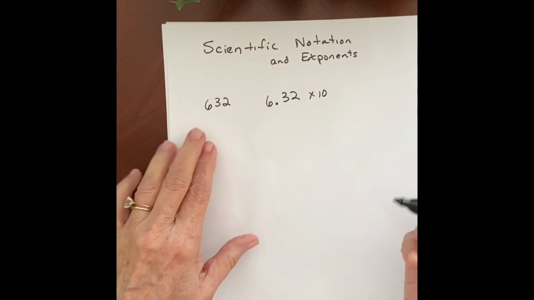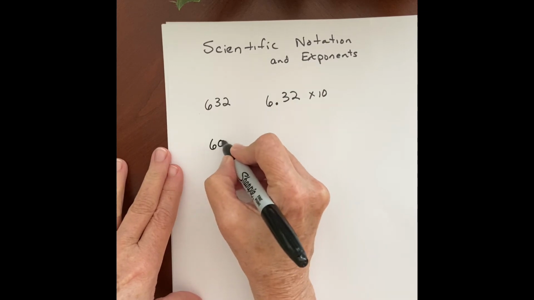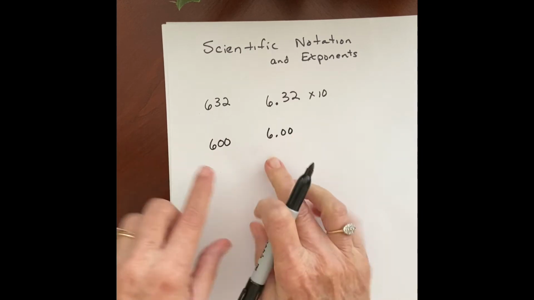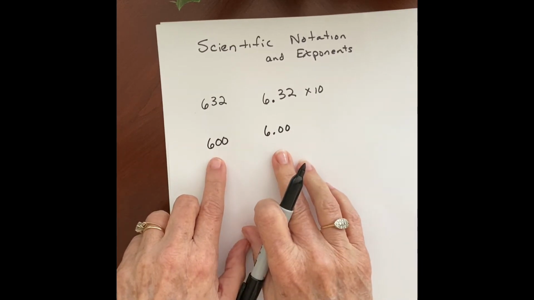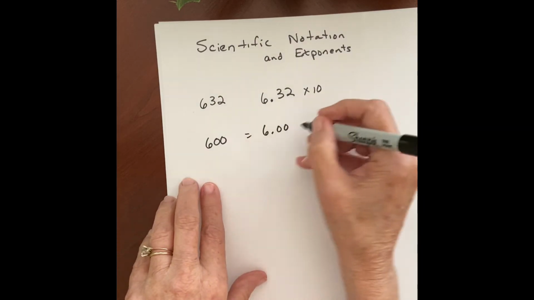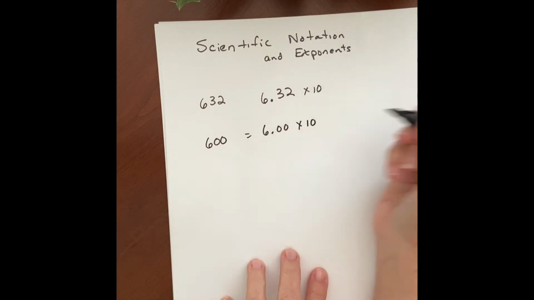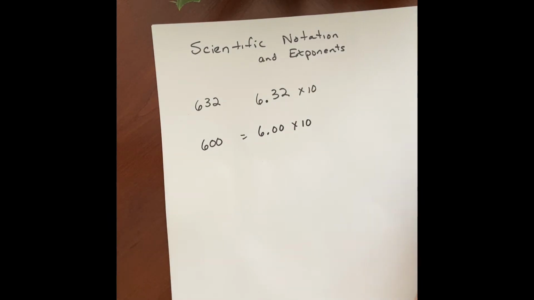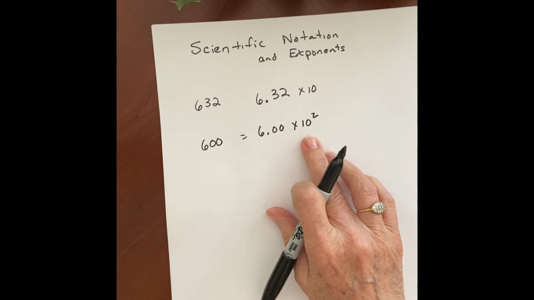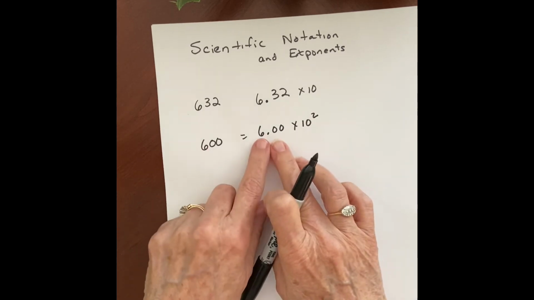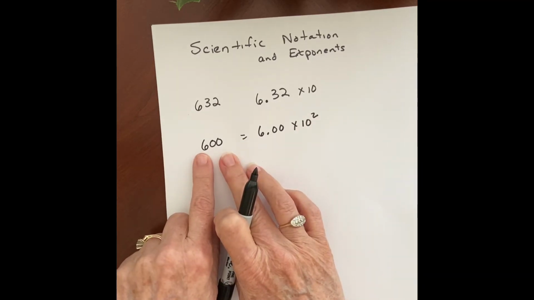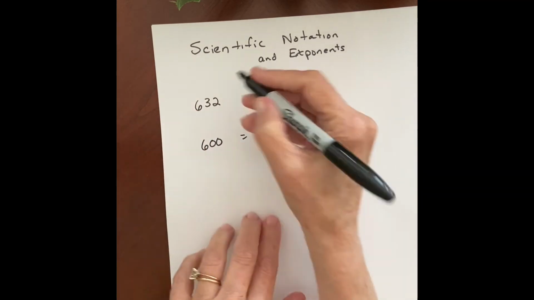So let's make it even easier. What if I had 600 elephants? That's not the same thing as 6 elephants, but what can I do to 6 to make it equal 600? I would multiply it by 100, right? So I know that 10 squared is the same thing as 100. So that's telling me that 6 times 100 is the same thing as 600. So those amounts are equal.